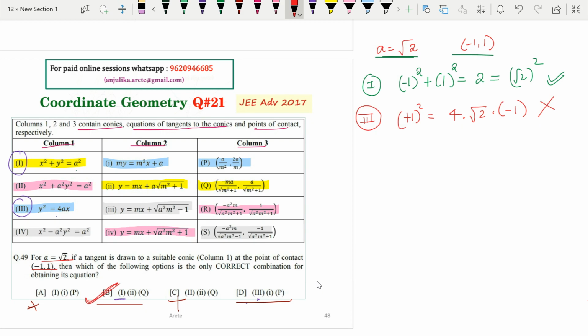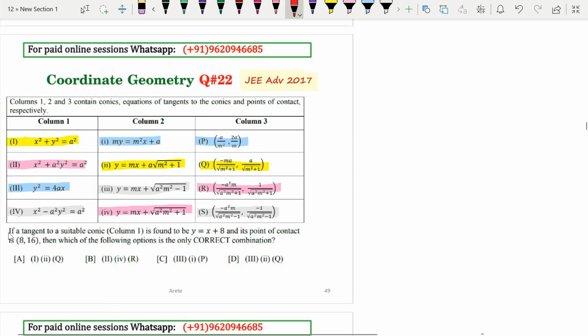Let's look at the next question. So this question, what they are doing is they are telling you the tangent equation. Okay, y is equal to x plus 8, and they are also giving you the point of contact, that is 8 comma 16. Now they are again asking you which is the correct combination. Now if you vaguely see, then all of them are correct combinations, right? I think so. Yeah, no, this last one is not right, right? 3 1, yeah, this is not correct. Okay, anyways, now let's start checking.